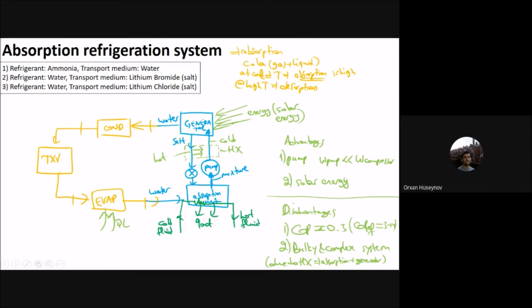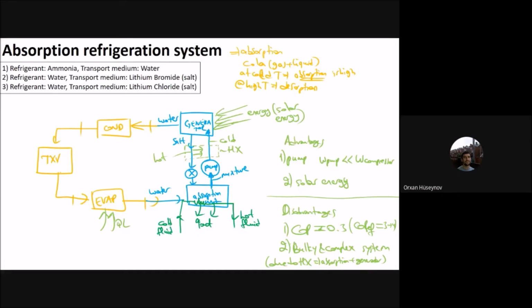Okay, this is the absorption refrigeration system, and in some places, in some industries, they are using it due to cheap cost, because here you have the solar energy. With this one, I have finished the refrigeration cycles, and good luck to you.